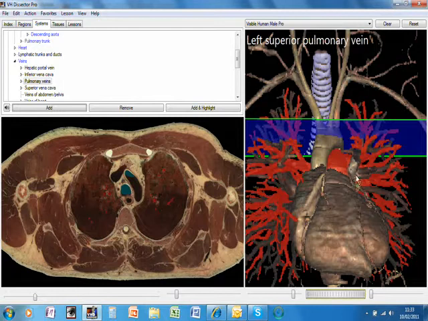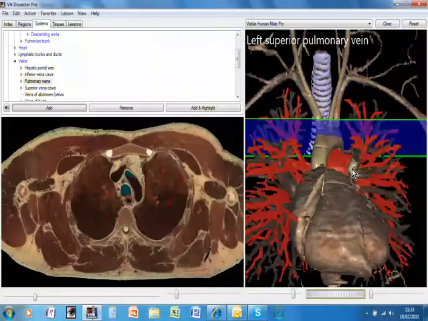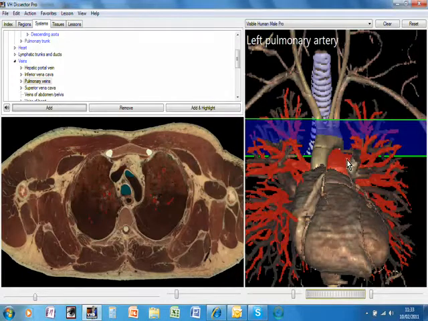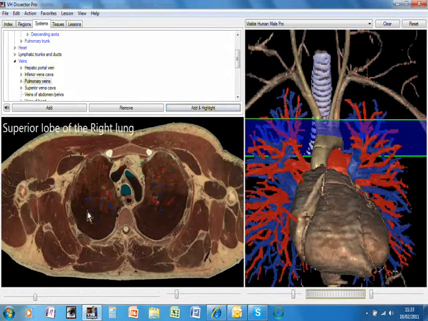You should be able to relate the orientation of these vessels here to the hilar surface of the lung. When you look at the hilum of the lung, you'll note that the profiles of the pulmonary veins lie inferior to the profiles of the pulmonary arteries. I'm going to add and highlight the pulmonary veins now, and you'll see again that they penetrate through the lung substance.